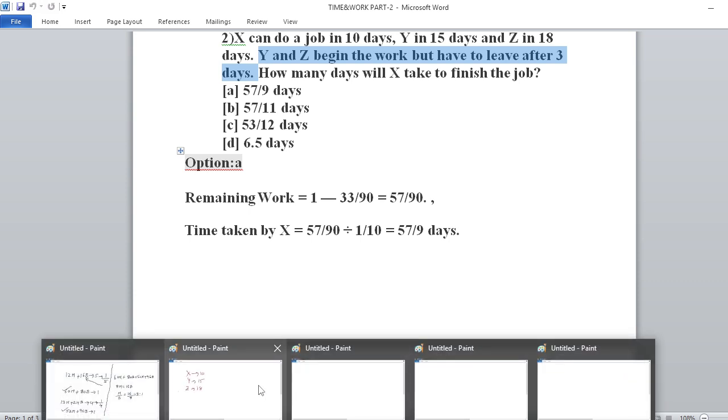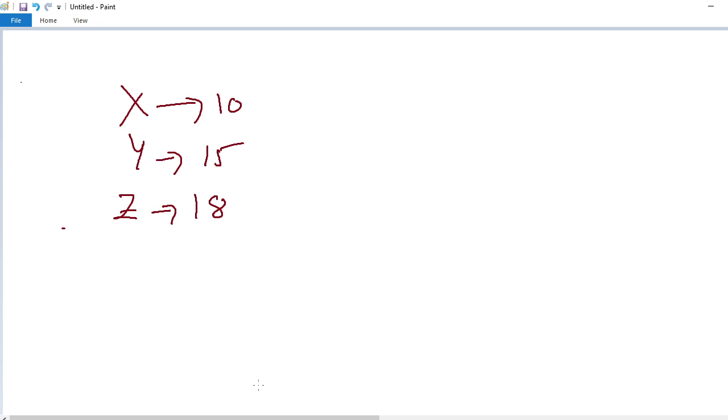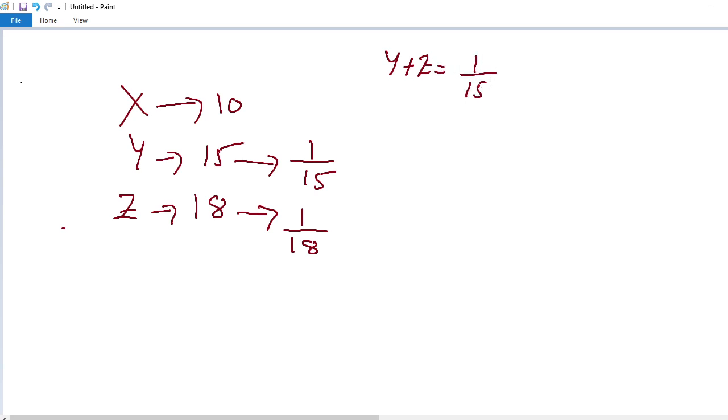Y's 1 day work is 1 by 15. Y can complete a piece of work within 1 day is 1 by 15. Z's 1 day work is 1 by 18. So Y and Z's 1 day work is 1 by 15 plus 1 by 18. LCM is 90: 15 times 6 is 90, 18 times 5 is 90. So Y and Z's 1 day work is 11 by 90.